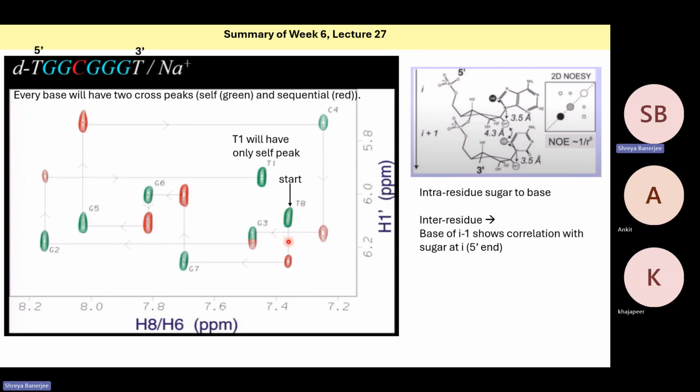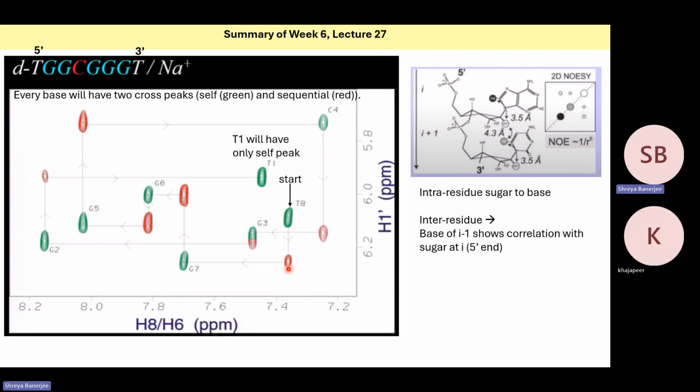So as we move in the same line, we will encounter a peak of the opposite phase, which is a cross peak. So this means that this is of the previous residue. Basically we are moving in this direction, from the 3 prime to the 5 prime end. We start from T8, this thymine, and as we move down, we will encounter a cross peak. In order to find which residue this cross peak belongs to, we move horizontally and we encounter G7.